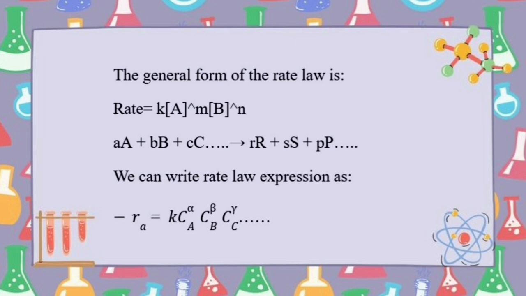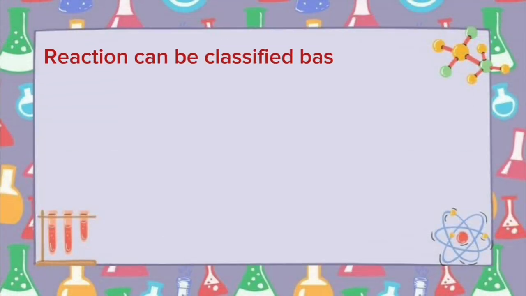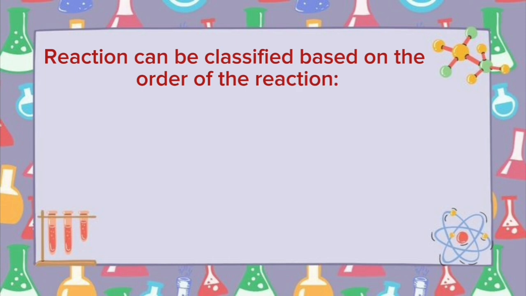Let us take an example of a reaction. a moles of A plus b moles of B plus c moles of C gives r moles of R plus s moles of S plus p moles of P. We can write the rate law expression as -r_A = k C_A^α C_B^β C_C^γ, where n = α + β + γ, and n represents the order of reaction. Alpha, beta, and gamma represent the individual order of reaction with respect to reactants A, B, and C respectively. k represents the rate constant.